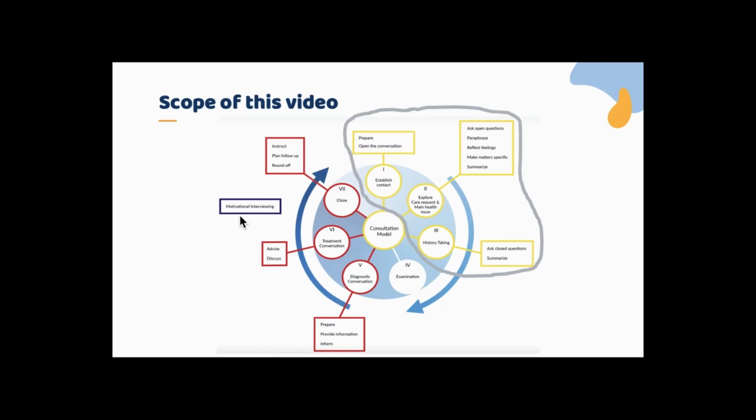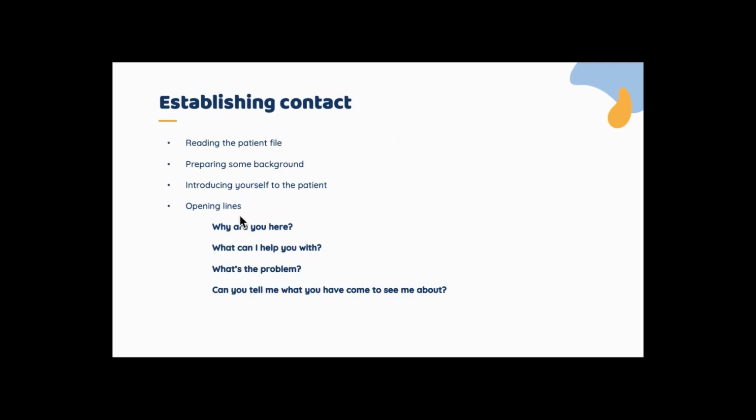The scope of this video is phases 1, 2, and 3: establishing contact, exploring the care request and main health issue, and history taking. First, a bit about establishing contact. What you typically do before treating a patient, or before talking to a patient, is reading the patient file. This is not always possible, but sometimes it is.